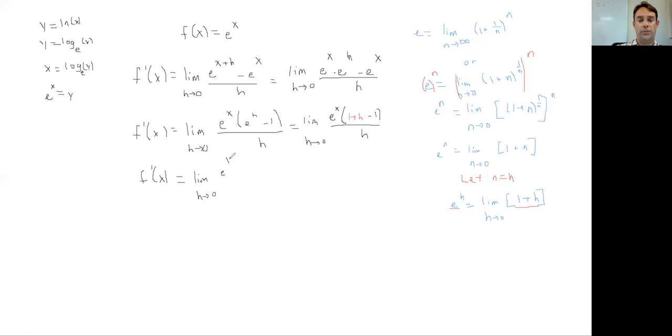You get e to the x. The ones that cancel out, I have h on top, I have an h on the bottom. So then I'd be left with this e to the x. And since I don't have an h to plug that 0 into anymore, it turns out the derivative of e to the x is actually e to the x.